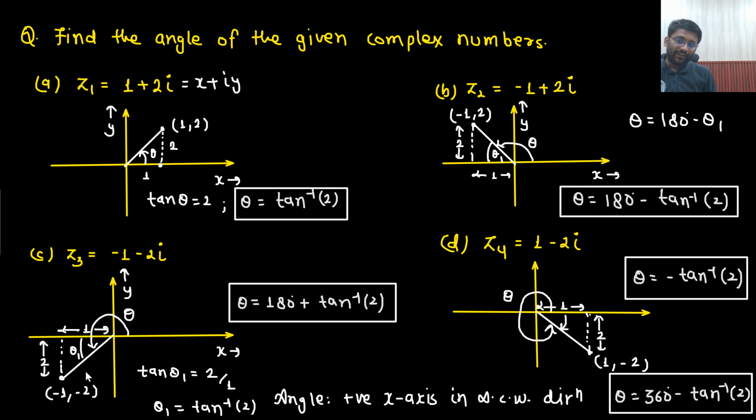Here, sir, it went into the third quadrant. So 180 degrees plus tan inverse 2. Sir, here it went into the fourth quadrant. So sir, the angle would become very large: 360 minus tan inverse 2.